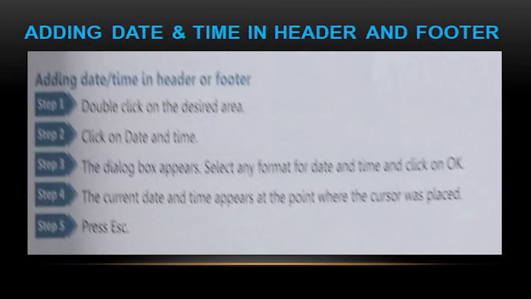Next one is how to add date and time in header and footer. Double click the desired area, click on Date and Time. The dialog box appears. Select any format of the date and time and click on OK. The current date and time appears at the point where the cursor was placed. Press Escape to see the date and time.